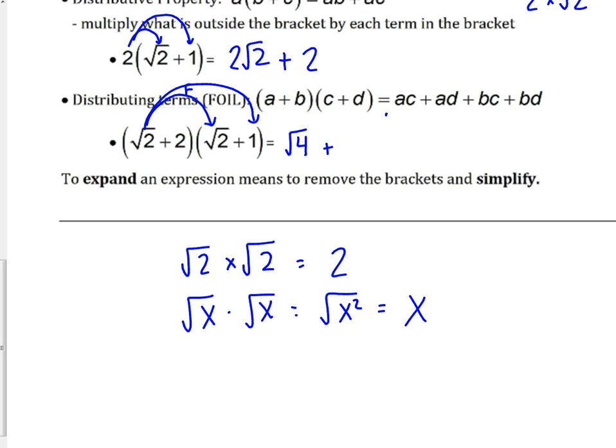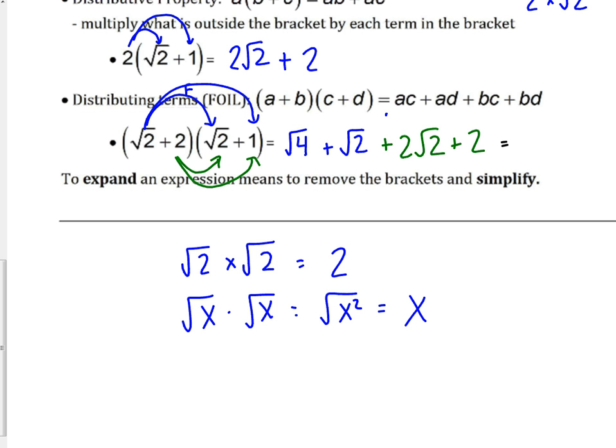Devinder: root 2 times positive 1. 1 square root 2. You don't have to write the 1, but you can. 2 times root 2. Ben: 2 root 2. And 2 times positive 1 is just 2. Okay, and our last step is we simplify, then collect like terms.